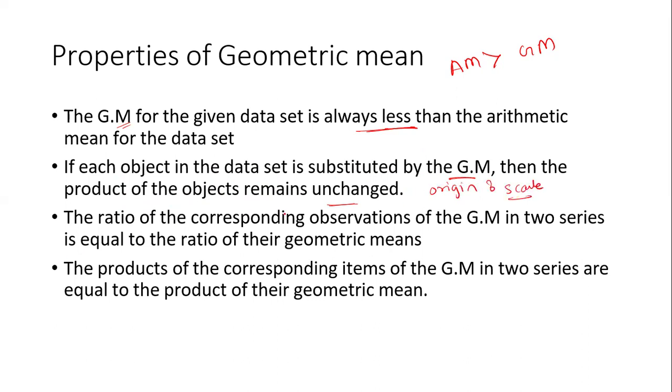Now the ratio of corresponding observations of the geometric mean in the two series is equal to the ratio of their geometric means. Now the product of the corresponding items of the geometric mean in the two series, if the x series and y series are given, is equal to the product of the geometric means.